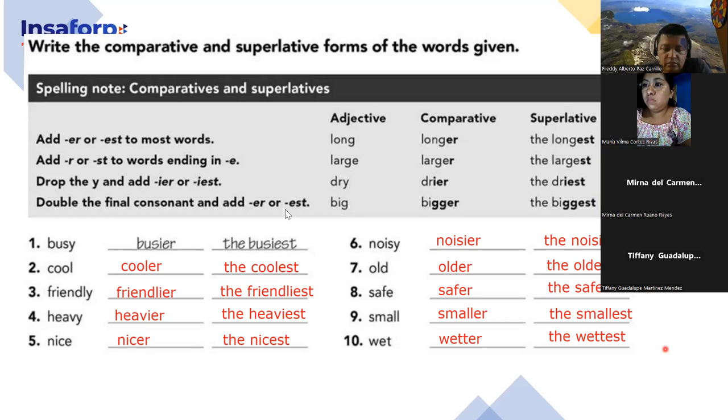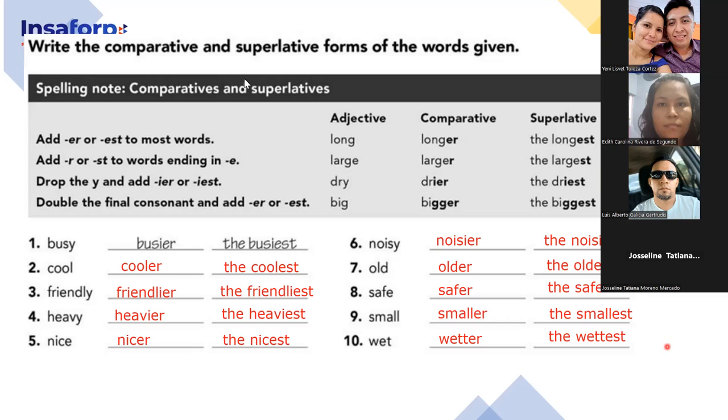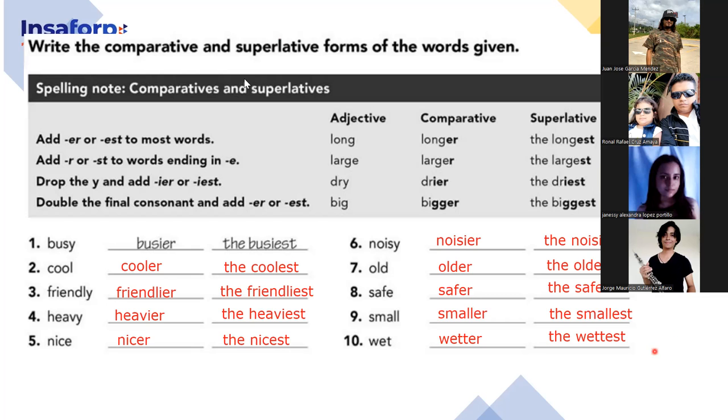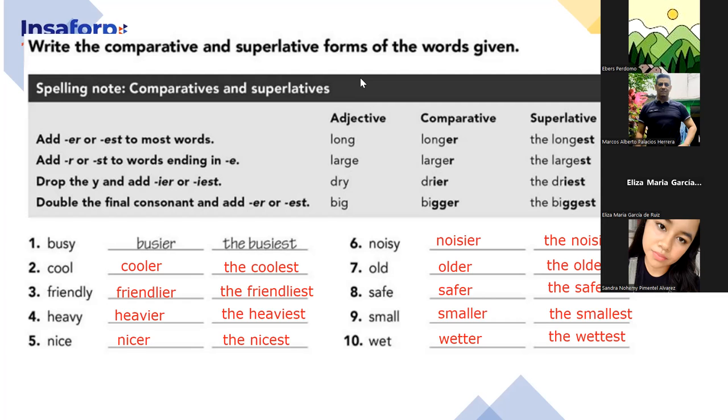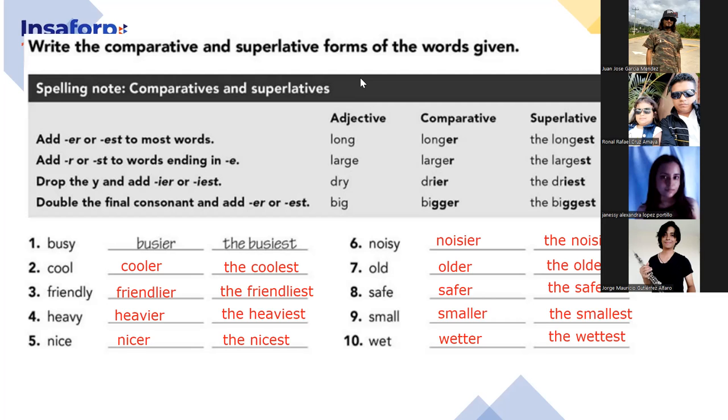Daniela, you go with the number three. Freddy, be ready because you're number four. Edith, be ready because you're number five. So Daniela, please, number three. Oh, are you busy, Daniela? Sorry, because you didn't answer. Can you participate? Okay, I'm gonna switch with Janessi. Janessi, good evening. Welcome. Number three, Janessi, please.